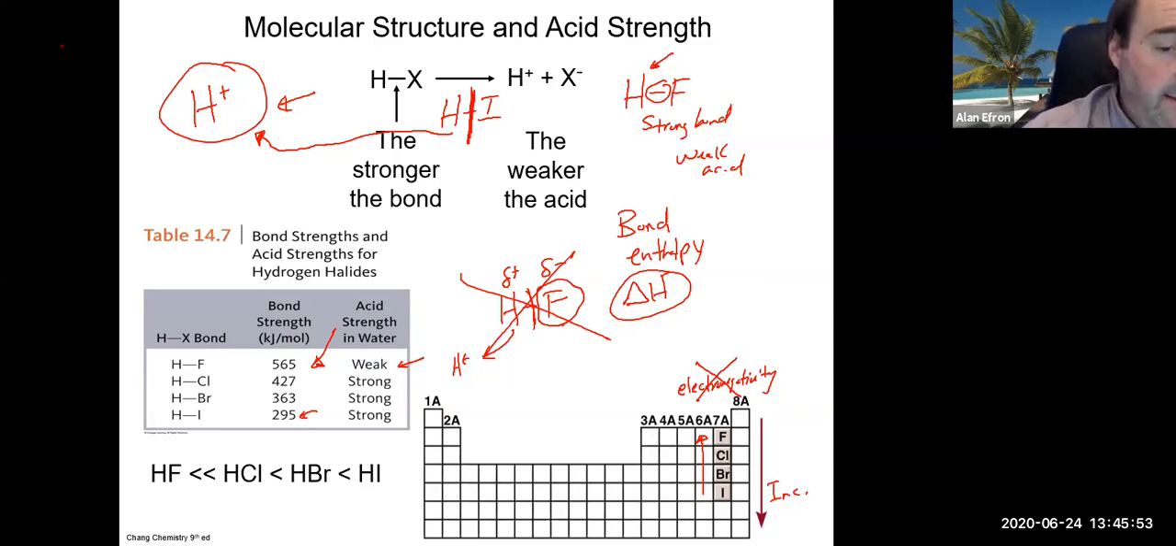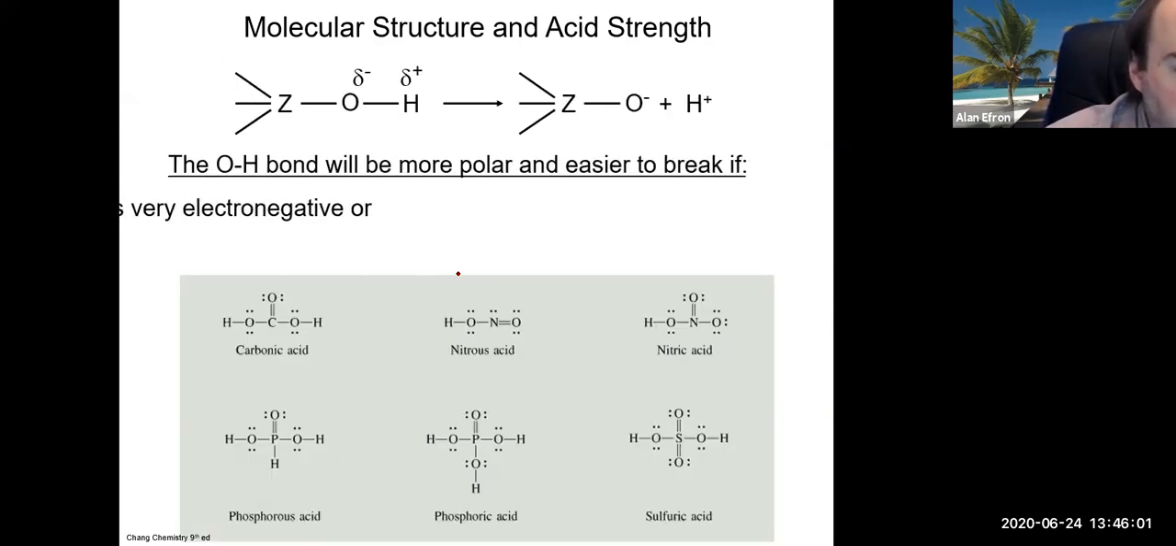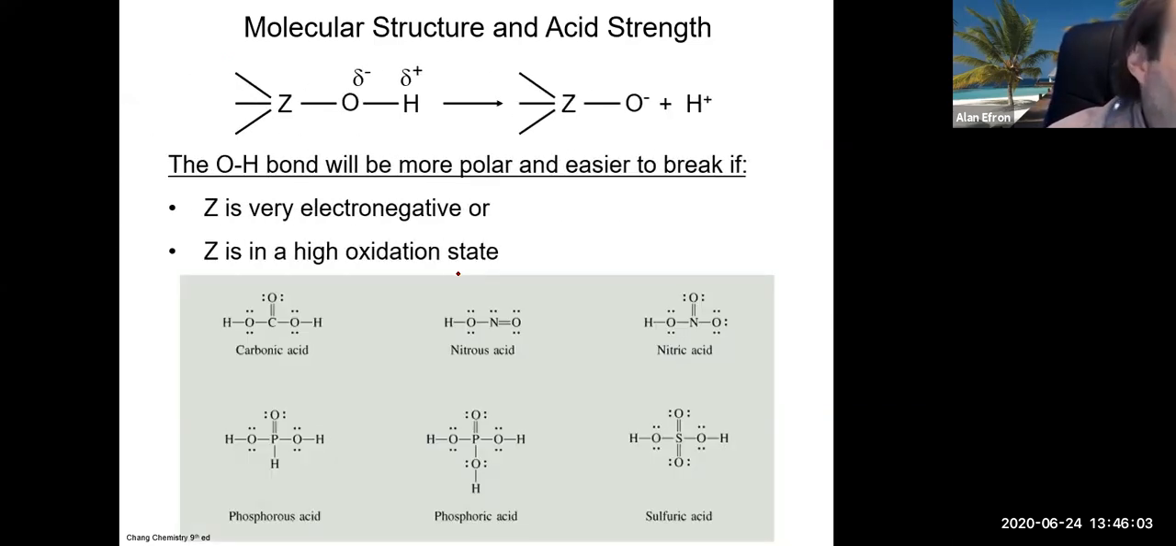Okay, so let's then talk about acids that actually do contain oxygen. When we deal with acids that contain oxygen, there are a couple of things that we look at when we're trying to determine which one would be a stronger acid. And that is either electronegativity. And just a reminder, electronegativity is the ability of an atom to bring electrons towards itself.